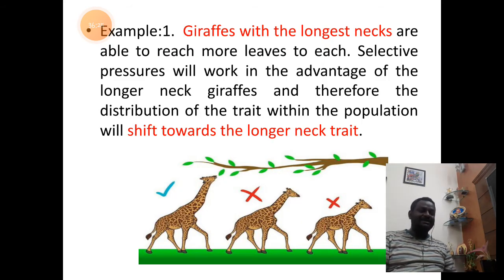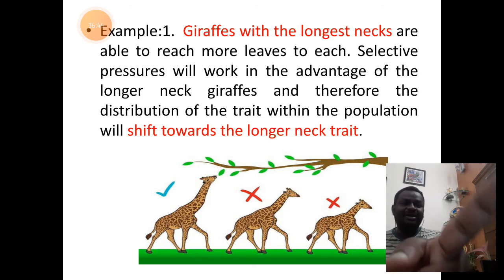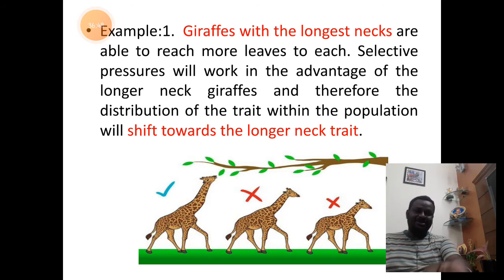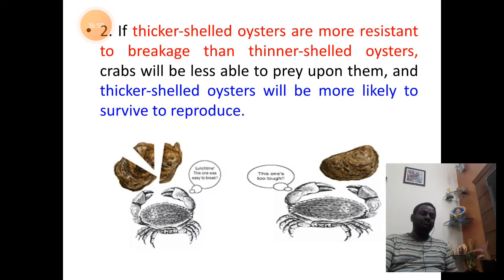Example 1 is the long neck of giraffes, which were selected more than the short-necked ones. So only long-necked giraffes become more common than the short-necked in the environment. So only one extremity is selected by nature. An example for directional selection. The second example is a very interesting example.